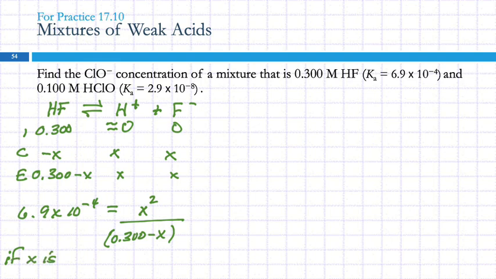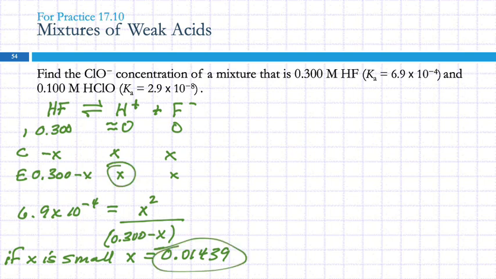So if x is small, x equals 0.01439. Whew, that was a close one. 4.8%. So from our stronger acid, that's the concentration of hydrogen ion.